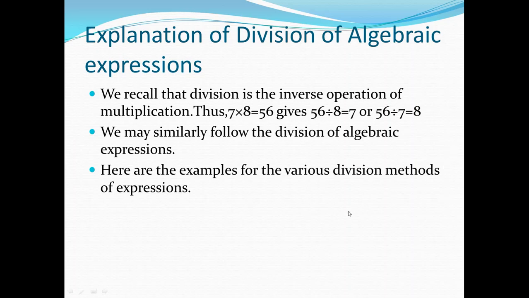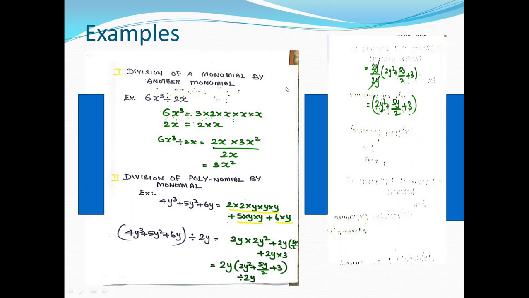Here are the examples for various division methods of the expressions. See, first one is division of a monomial by another monomial: 6x cube divided by 2x. So we have to divide 6x cube by 2x. First we will factorize. 6x cube can be factorized into 3 multiplied by 2 multiplied by x multiplied by x multiplied by x. Then 2x can be factorized as 2 multiplied by x.